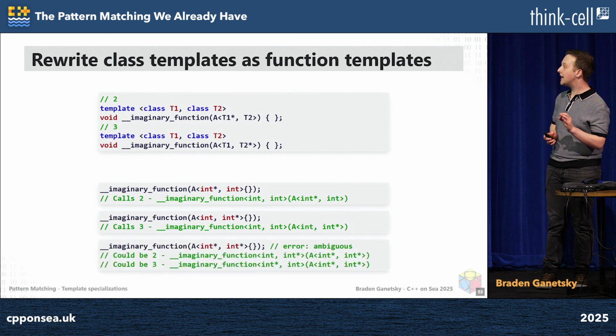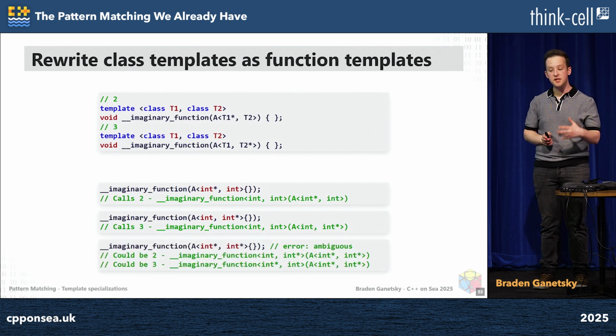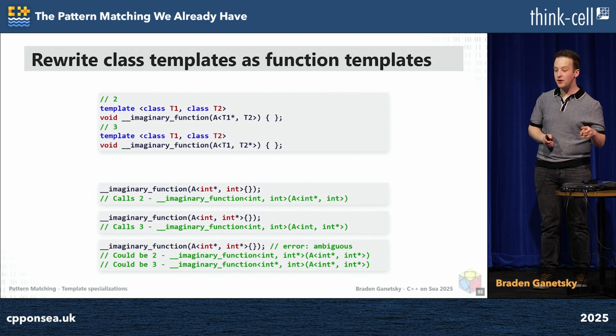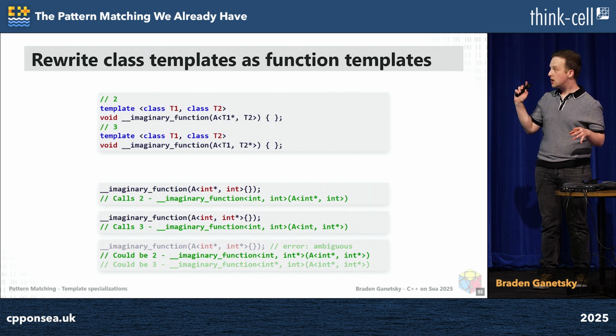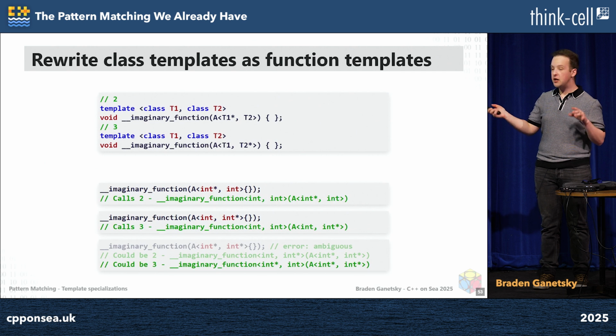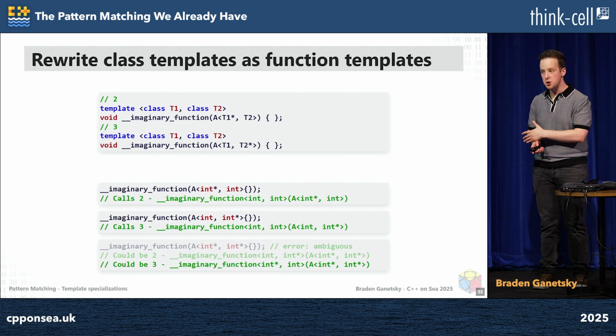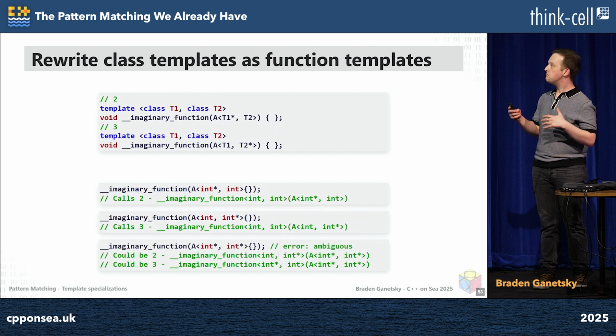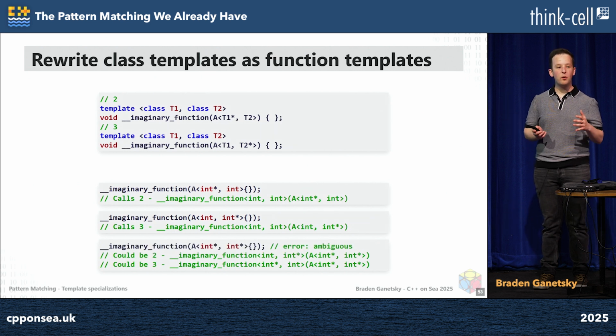But now, calling a of int star comma int star, this one actually succeeds for both 2 and 3, right? It could be 2, it could be 3, but you end up with 2 possibilities, and this is ambiguous in the function overload resolution. And so that's why it's an error. What if we want to disambiguate?